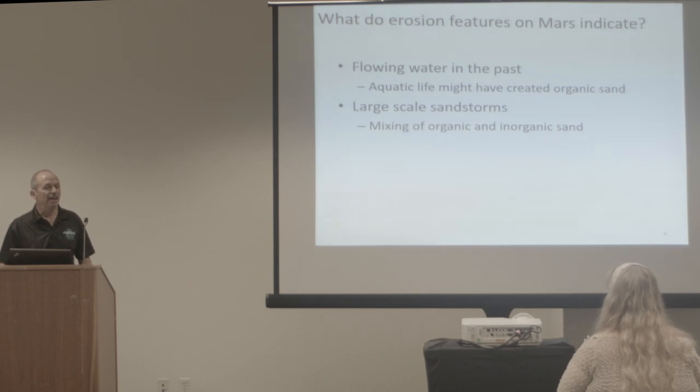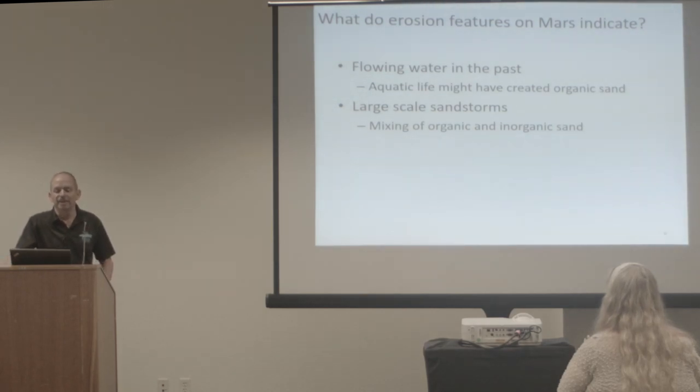Okay, on Mars, there are a lot of water erosion features that show that water flowed in the past over millions of years. Some primitive aquatic life might have been created, which could have formed some organic sands. And then also on Mars, you have large-scale sandstorms, which would result in mixing of sands, mixing some organic sand with inorganic sand.